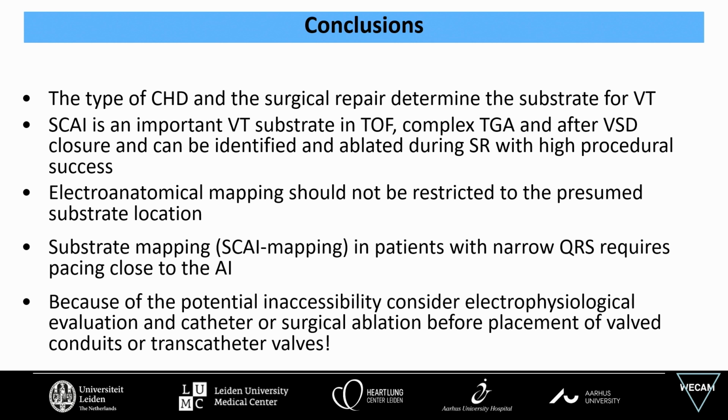I hope that I could show you that it's important to map the entire RV, not only restricted to the RVOT in the Fallot population. Substrate mapping for narrow QRS complex requires pacing close to the anatomical isthmus, in particular for the endpoint of ablation. To confirm a conduction block across the line, you also need the second catheter brought up to the RVOT to confirm that you have conduction block.